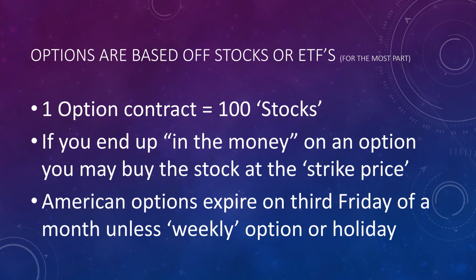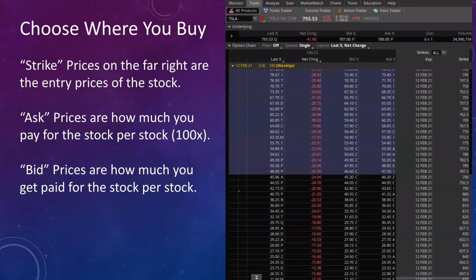American options, which are basically most options, expire on the third Friday of every month unless it's noted as either a weekly option or if there's a holiday on Friday. If there's also a holiday on Thursday as well, both Thursday and Friday, then it'll actually expire on Wednesday. So it always gets pushed back, never forward.